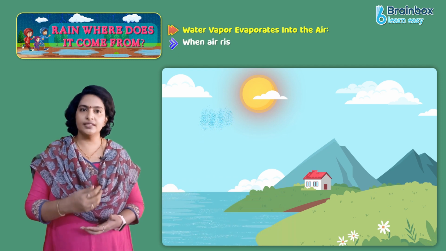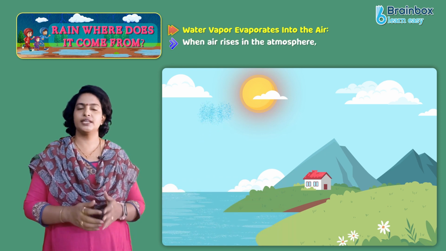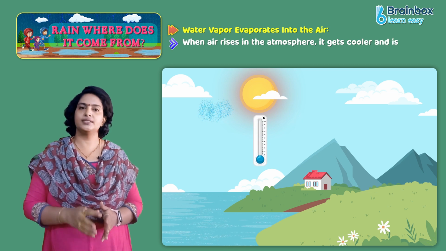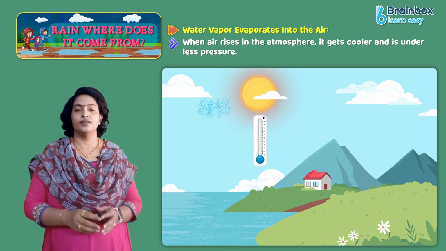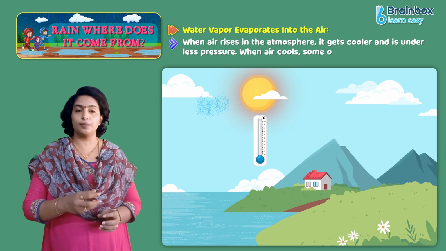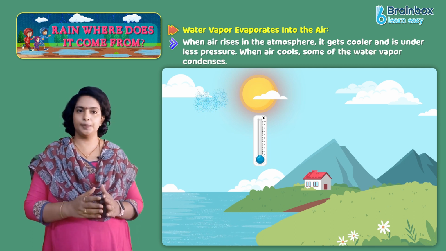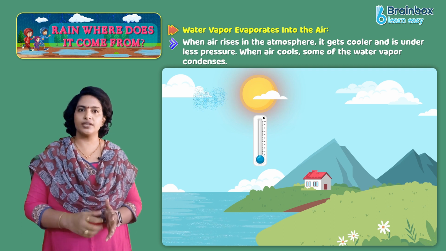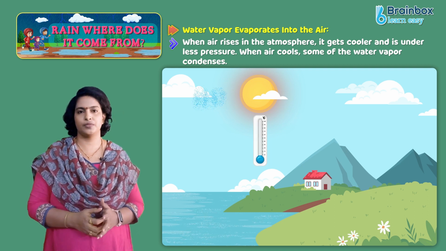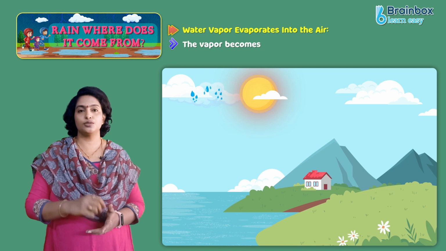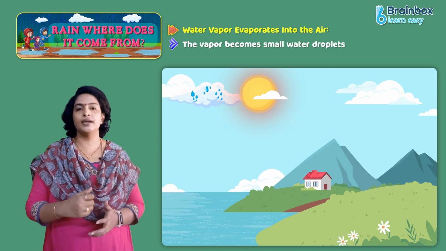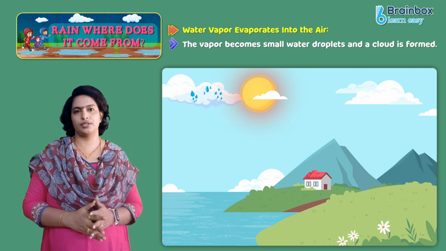When the air rises in the atmosphere, it gets cooler and is under less pressure. When air cools, some of the water vapor condenses. As air pressure drops, some water vapor condenses too. So, the vapor becomes small water droplets and a cloud is formed.